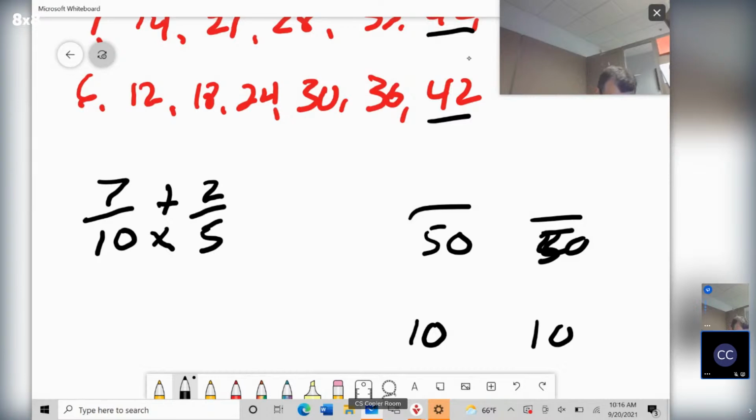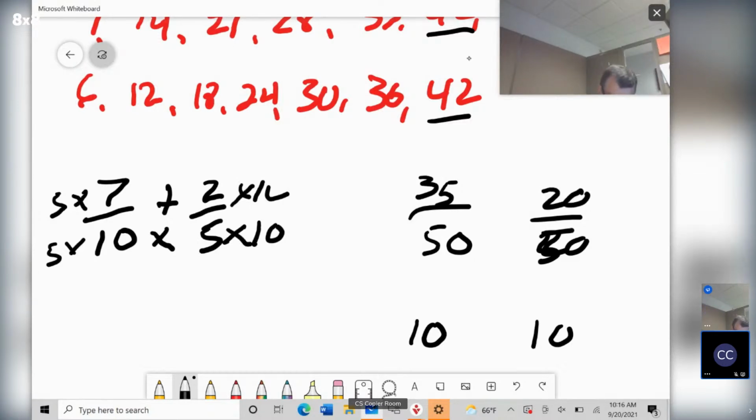So if we have 50, 10 times 5, and then 7 times 5. So that's going to be 35. And this is 10. 5 times 10 is going to be 50. So we have to multiply the top times 10. So that's going to be 20. Okay, so you have a 35 and a 20.